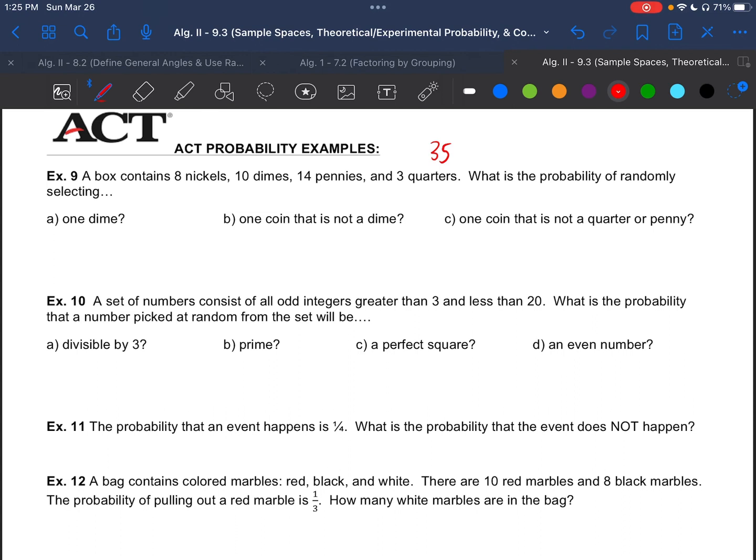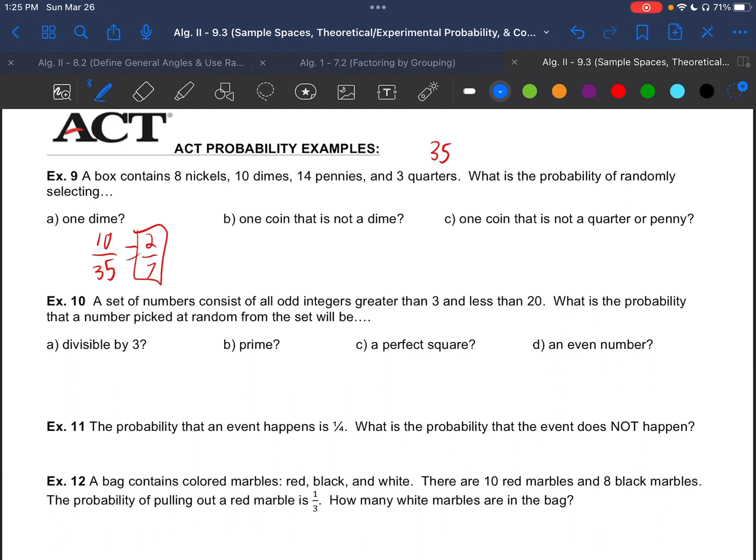Now, what's the probability of selecting 1 dime? Well, take the number of dimes divided by the number of total coins. 10 out of 35. That reduces to 2 over 7 if we reduce the top and the bottom by 5. Want me to try B and C?